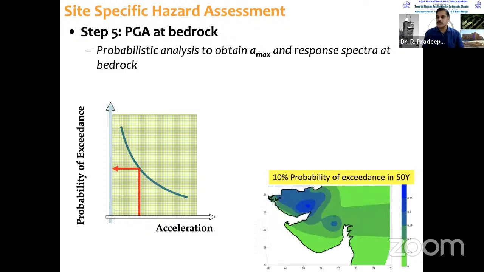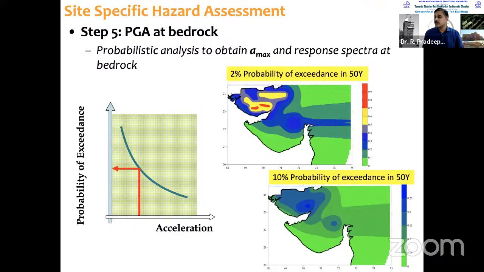So 10% probability, we were involved in one project of vulnerability assessment of port structures. There, this map we generated is 10% probability of exceedance in 15 years, and this is 2% probability of exceedance in 50 years. Now, what is the difference between these two maps? You can clearly see there is a difference. If 2% probability of exceedance in 50 years, PGA values will be higher, because we are looking for only 2% probability of exceedance. So depending on the type of structures we are planning in that site, this probability is decided.